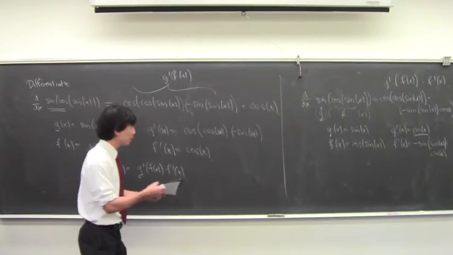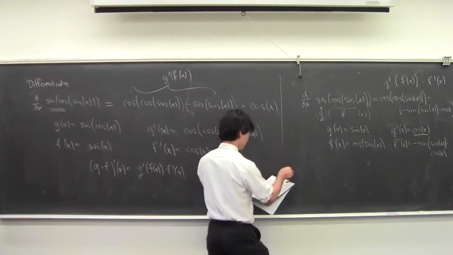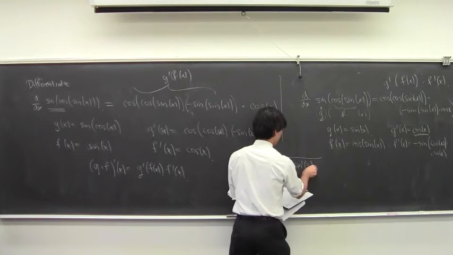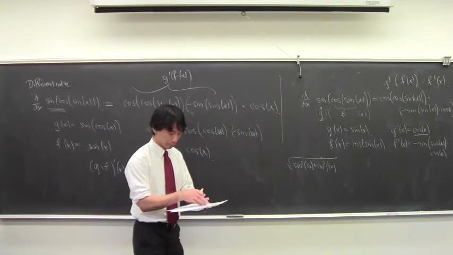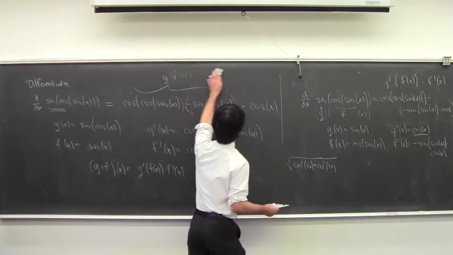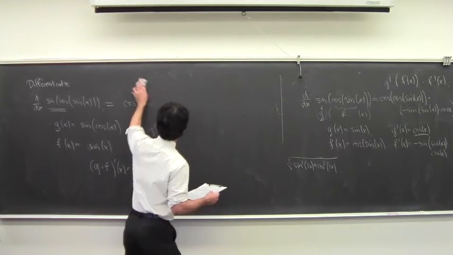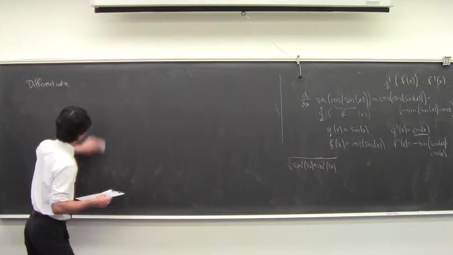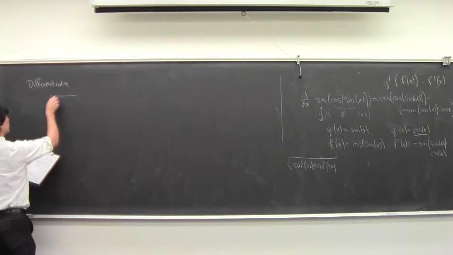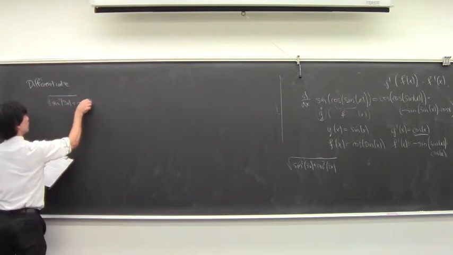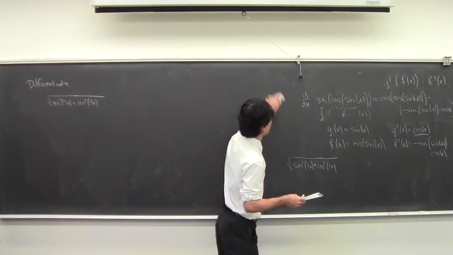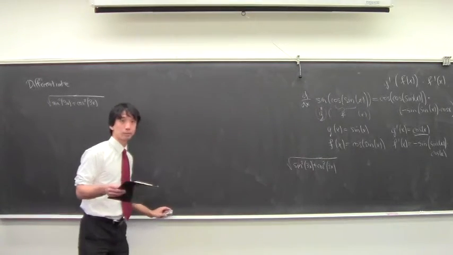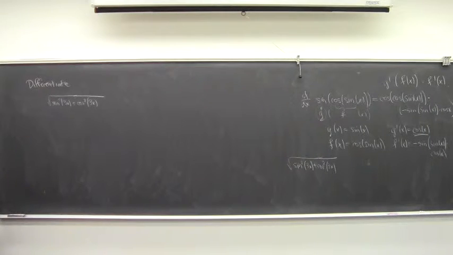Let's do one more. Okay, one more. Here it is: the square root of sine squared 3x plus cosine squared 3x. I'd like you to differentiate that.